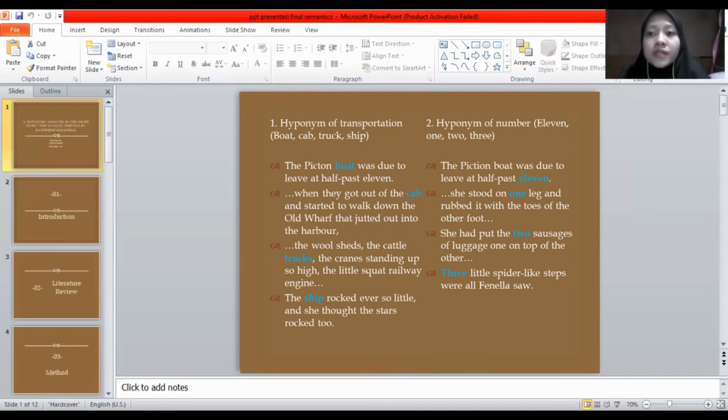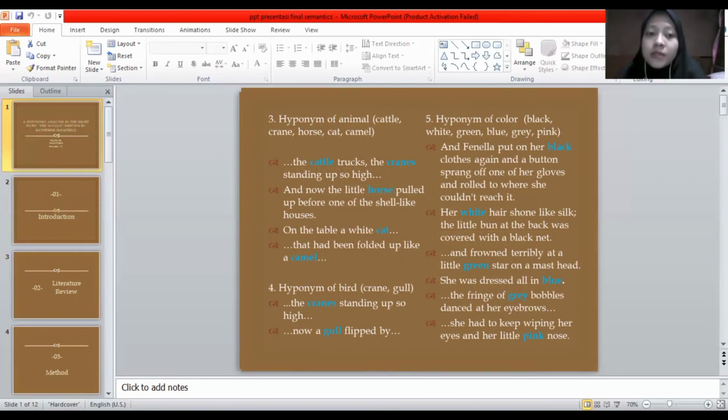So the hyponym of transportation that I found in the short story consists of boat, cart, truck, and ship. And number 2, hyponym of number that I found, they are 11, 1, 2, and 3. And then number 3, hyponym of animal, they are cattle, crane, horse, cat, camel. And then hyponym of bird, there are 2, crane and gull. And then number 5, hyponym of color, I found black, white, green, blue, gray, and pink.